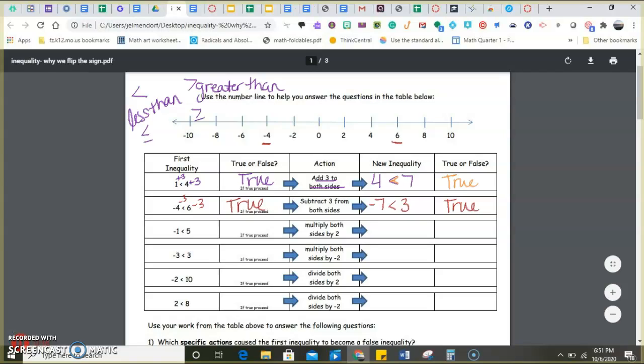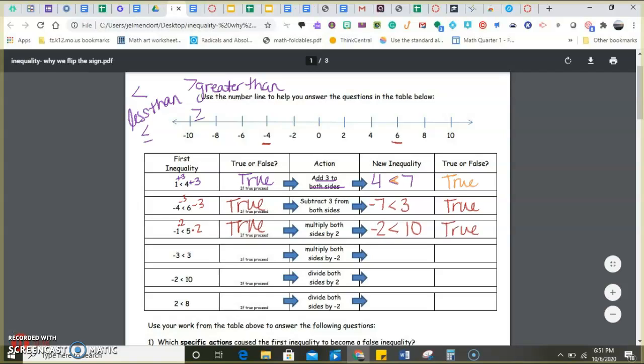So I'm going to do that for the rest of these here. So I have -1 and 5. I'm sorry, -1 is less than 5. This is still a true statement. It is eating that bigger number. I'm going to multiply each side by 2. So multiply -1 by 2 and multiply 5 by 2. So I have -1 times 2, I get -2, is less than 5 times 2, which is 10. Is this still a true statement? Yes.